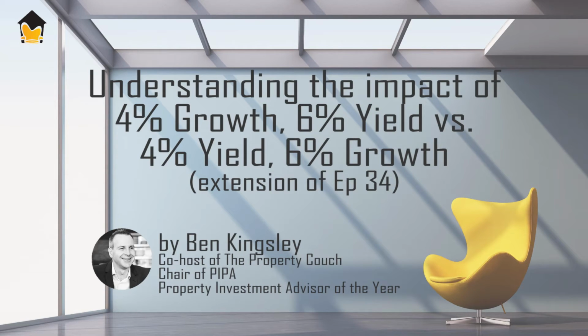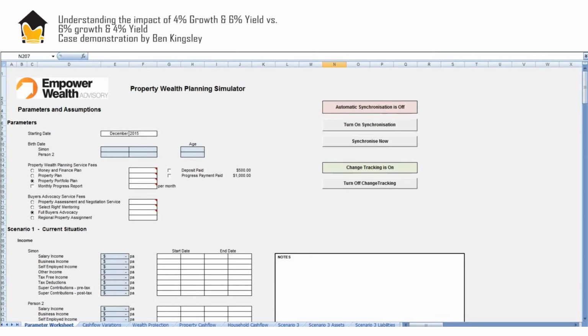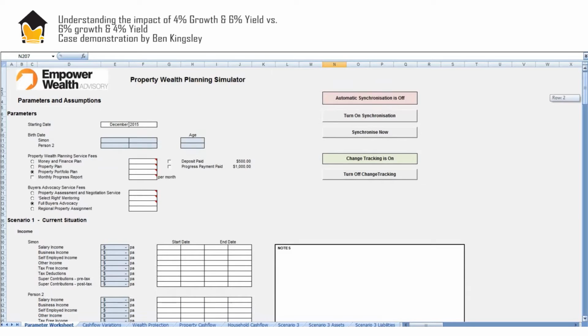It's obviously in regards to the information that I talked about on one of our episodes on the podcast, where I was comparing 4% growth and 6% yield and 6% growth versus 4% yield. To do that, Empower Wealth has an amazing property wealth simulator software that we've developed in-house to help advise our clients. There's a tremendous amount of moving parts in this modelling software, and hundreds of thousands of calculations that take place.